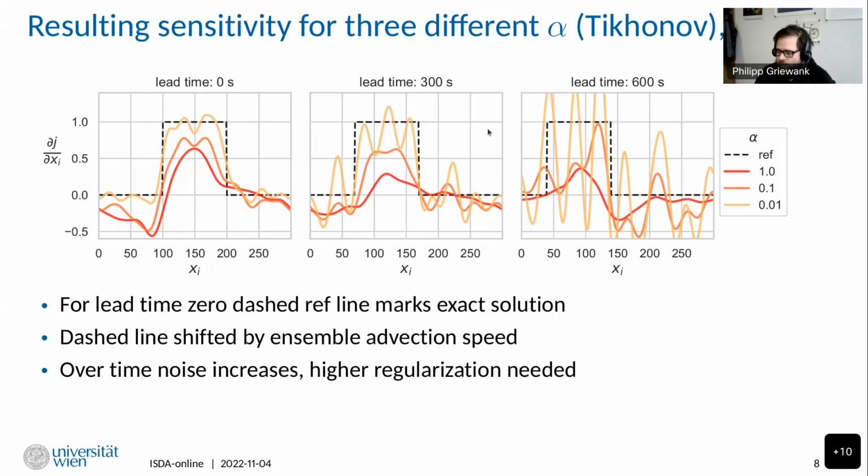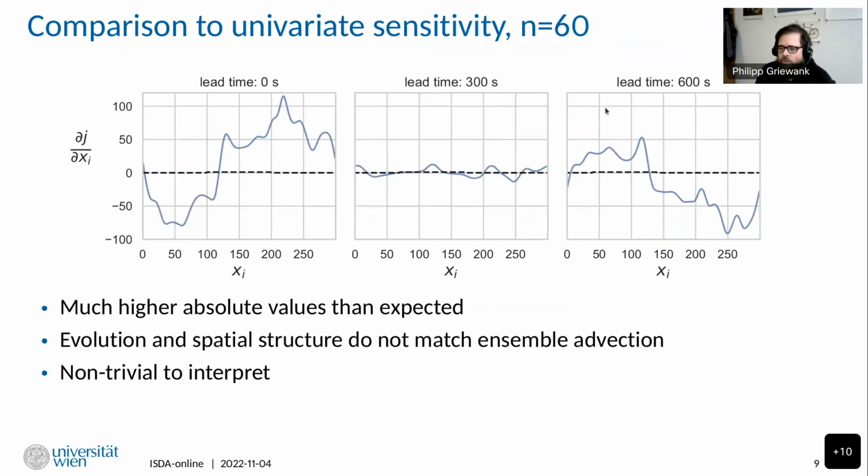And now I want to compare this with what you get if you use this univariate sensitivity that's often used, again with 60 ensemble members. I use the same dashed line, it just looks straight because the magnitude that we get when you use this univariate regression is much, much higher. So here we're going from minus 100 to 100 instead of the 0 to 1 that we'd hoped for.